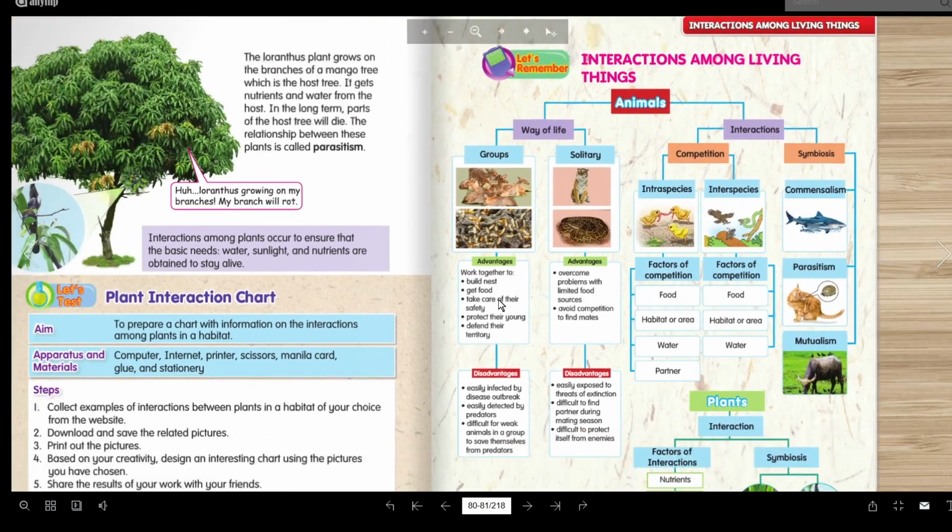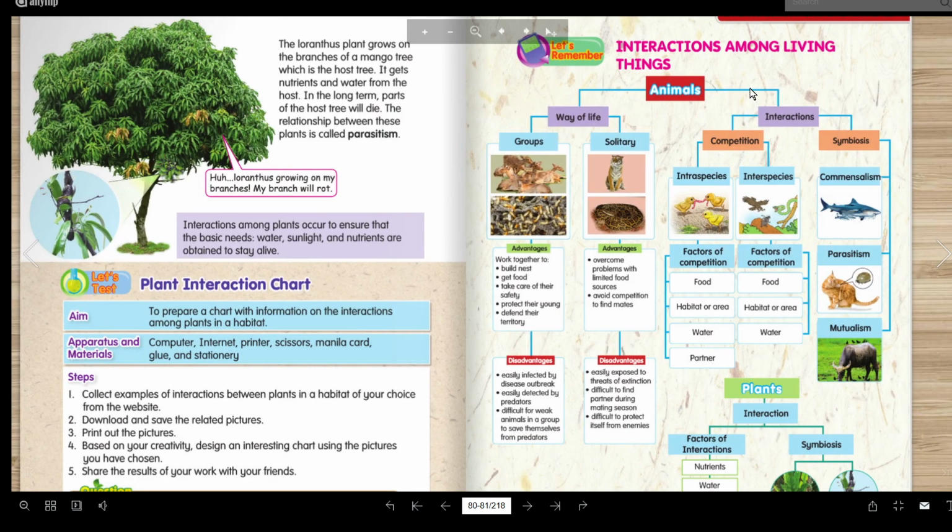Now let's just summarize everything we have done. In this chapter we learned how living things interact with each other. We learned for animals and for plants. In animals we have seen that there are two types of animals. One lives in a group, the other lives alone, right? We have seen the advantages of living together in a group. First of all, they can work together, they can build their nest, get food, take care of their young ones, and this is good for safety. They protect their young ones and they defend their space or territory, right?